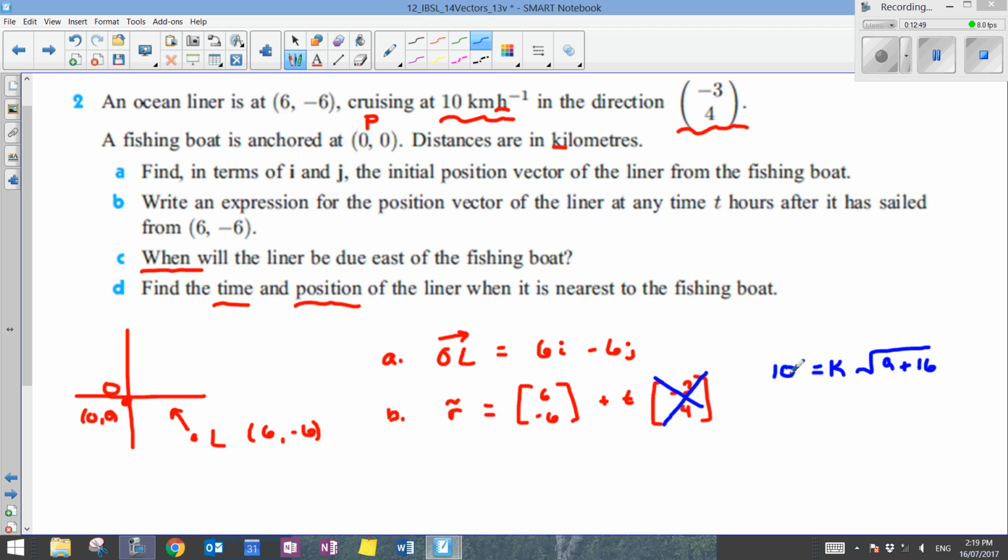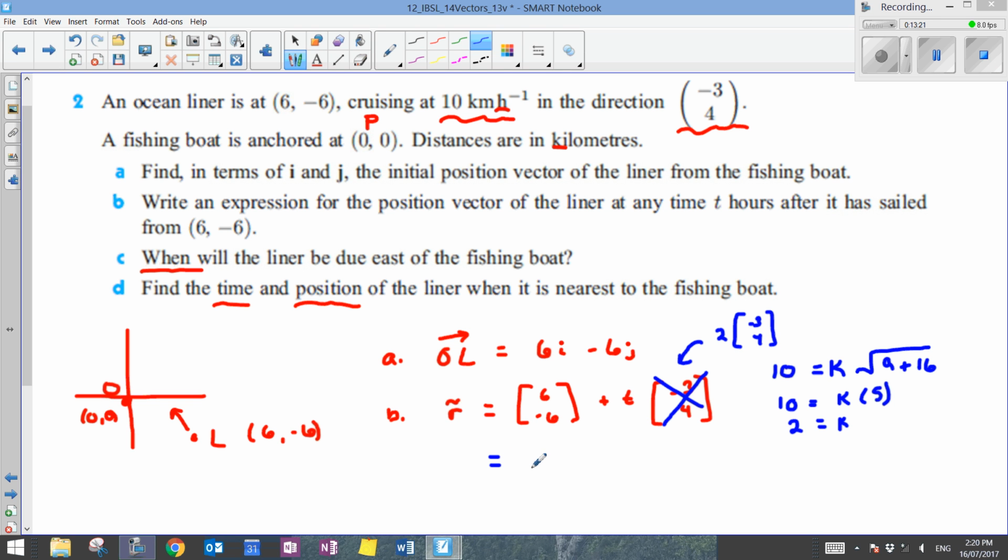So magnitude 10 will be k times this, which is 25. So that would be 10 equals k times 5. So k is 2. Remember, for them to be parallel, they're equal by a scalar, and my scalar is 2. So in other words, this direction vector here has to be multiplied by 2. So this is actually going to be 2 times (-3, 4).